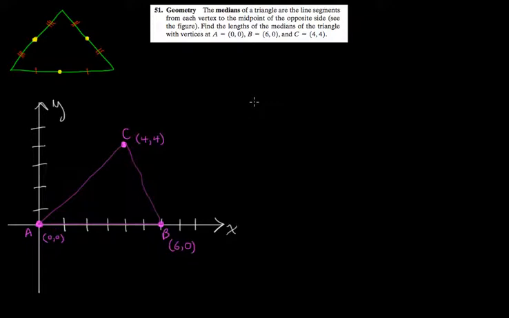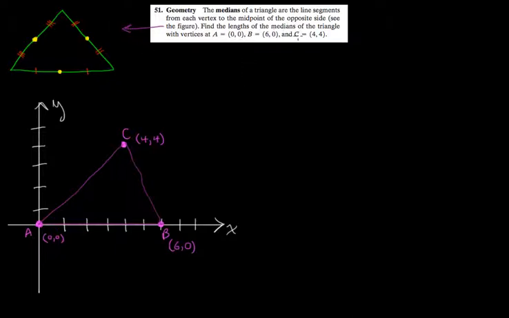Okay, here's a really interesting problem. It is number 51 from section 1.1 exercises in Sullivan's Precalculus, 9th edition, and it says geometry. The medians of a triangle are the line segments from each vertex to the midpoint of the opposite side. See the figure, I'm just going to say, see this figure.